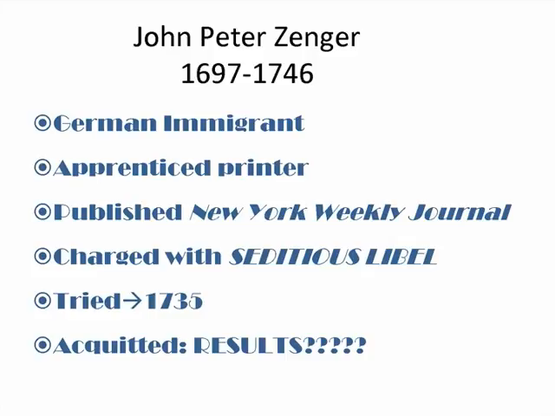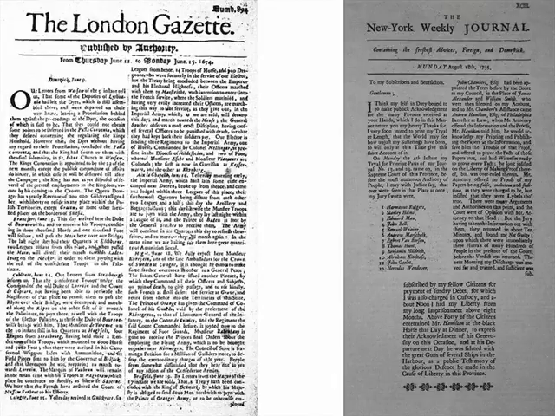So first, let's take a look at what newspapers looked like at the time. Here you can see a copy of the London Gazette. I believe it's from 1674. And then on the right side of the slide, you can see the New York Weekly Journal. This is John Peter Zenger's newspaper. And as it turns out, this particular page is in fact John Peter Zenger's account of the trial. You can see listed there are the jurors. He tells the whole story right there in his newspaper.